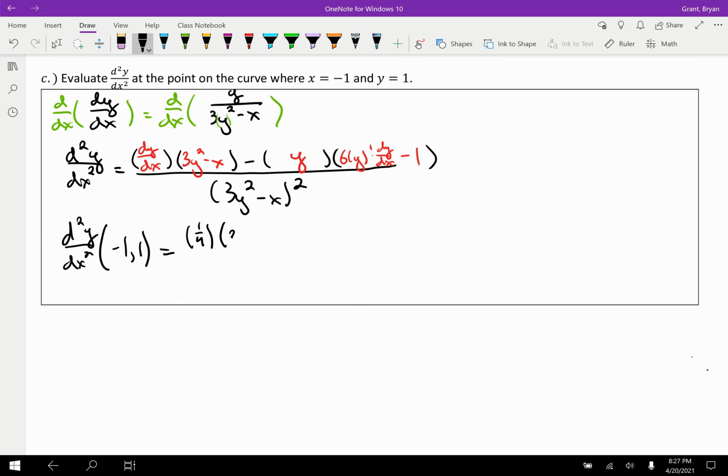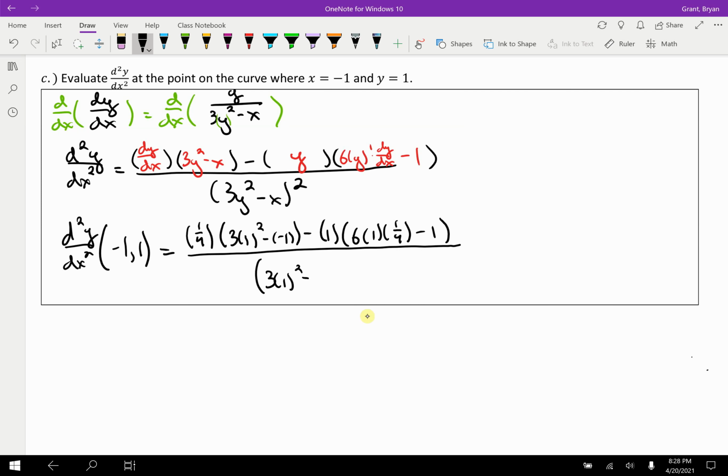And then the rest of this, 3 times 1 squared minus negative 1. I'm not taking any chances here. I'm just writing everything that's here. So 6 times, let's see, y was 1, dy/dx was 1/4, minus 1. Watch those parentheses. All divided by 3 times 1 squared minus negative 1 squared. The end. I'm done. We're not going any further.